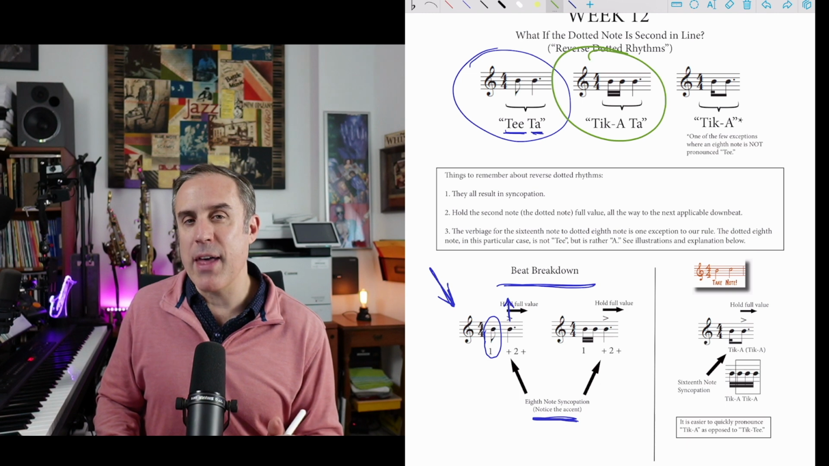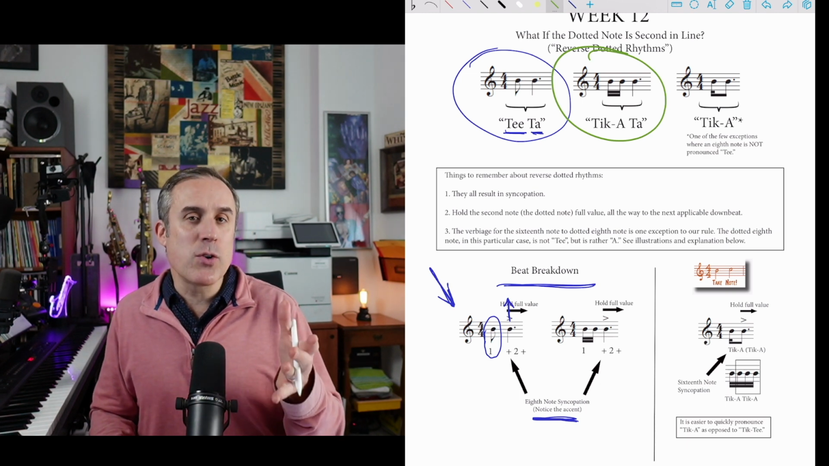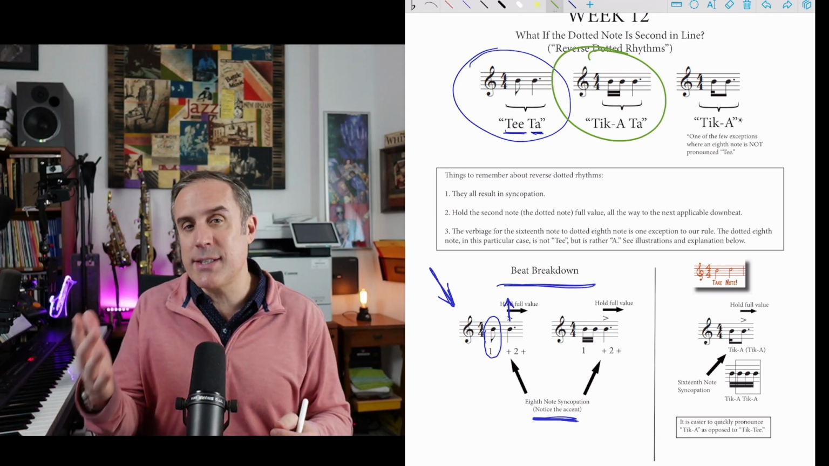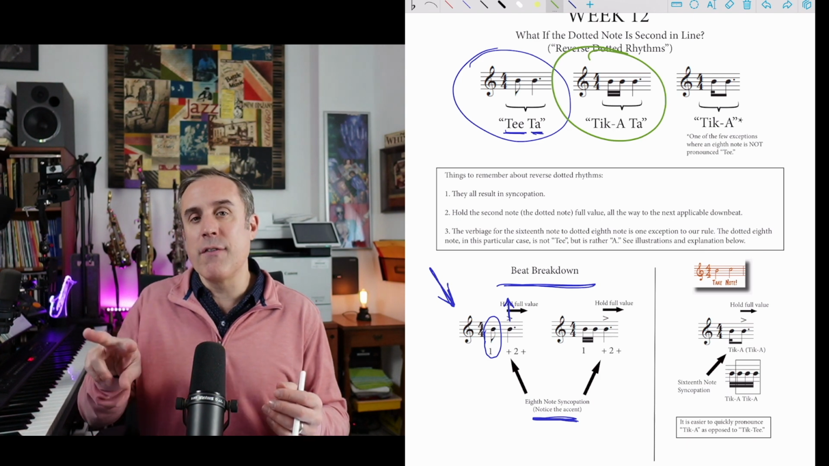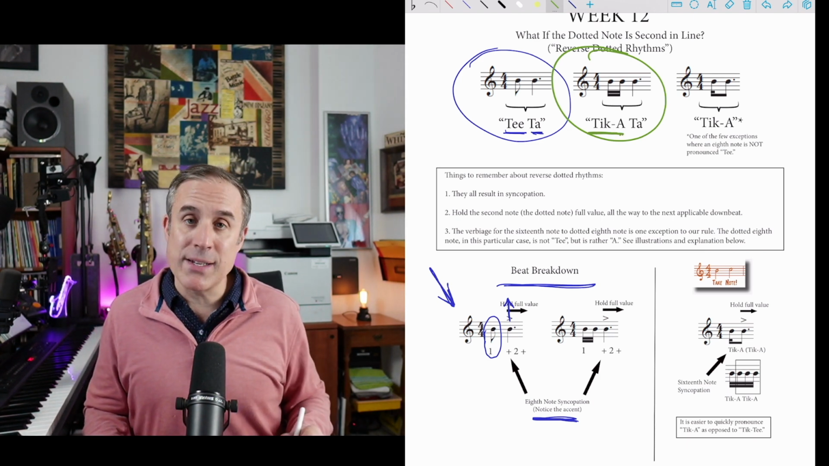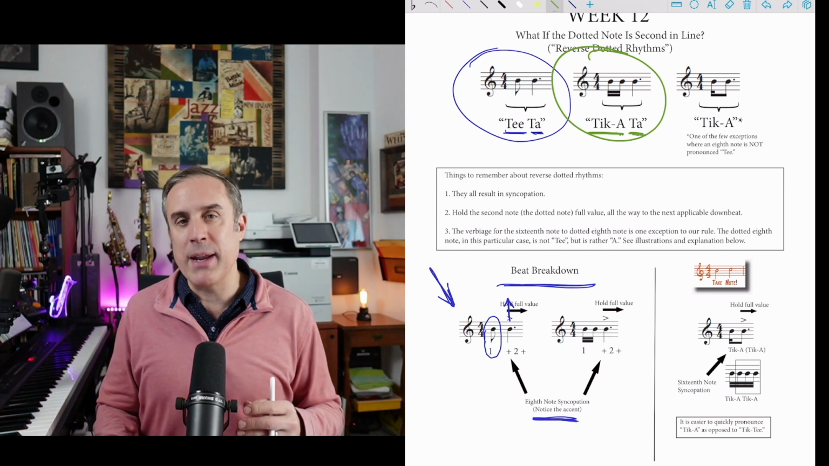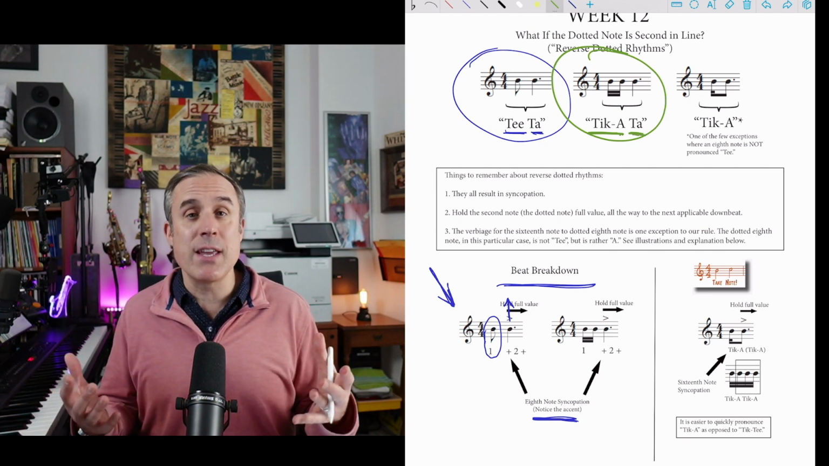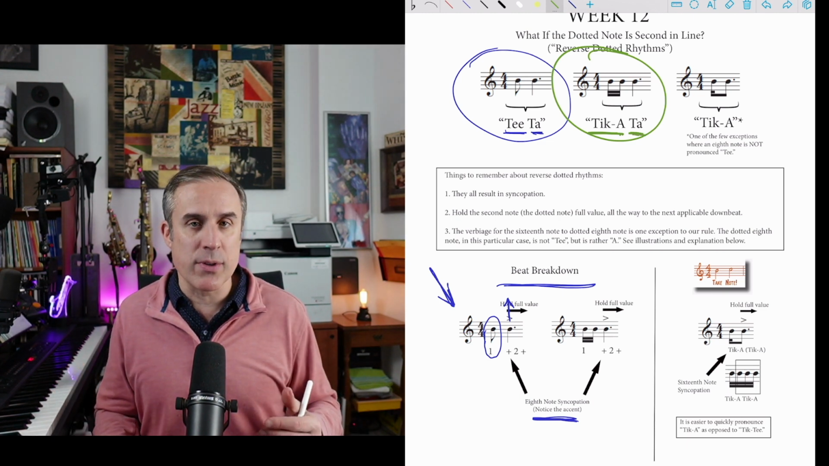So hopefully you remember that rhythm. And you'll hear that the dotted quarter note is ta and the two 16th notes are Tik-A. Well, if we reverse this rhythm, it doesn't change the verbiage. The two 16th notes remain Tik-A and the dotted quarter note remains ta. The only difference is the order and the syncopation that this rhythm creates.